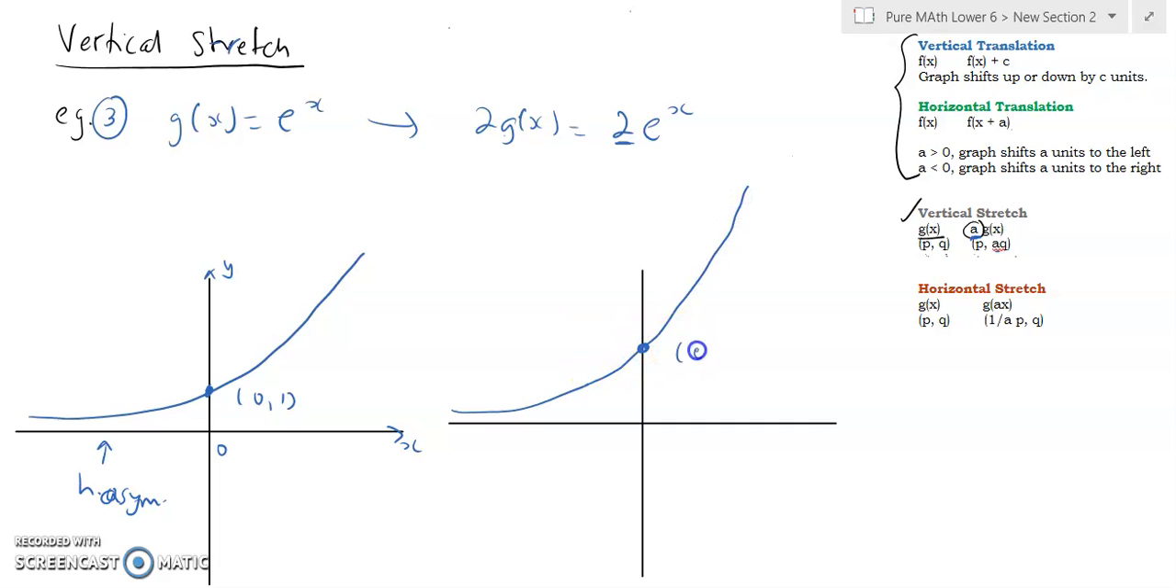So this point will now become 0, 2. And I'll show you, because of this, 0, 1 will become 0, 2 times 1, which will be 0, 2. Could confirm that there, right? So this is what happens with vertical stretches, right? It's very different from a vertical translation.